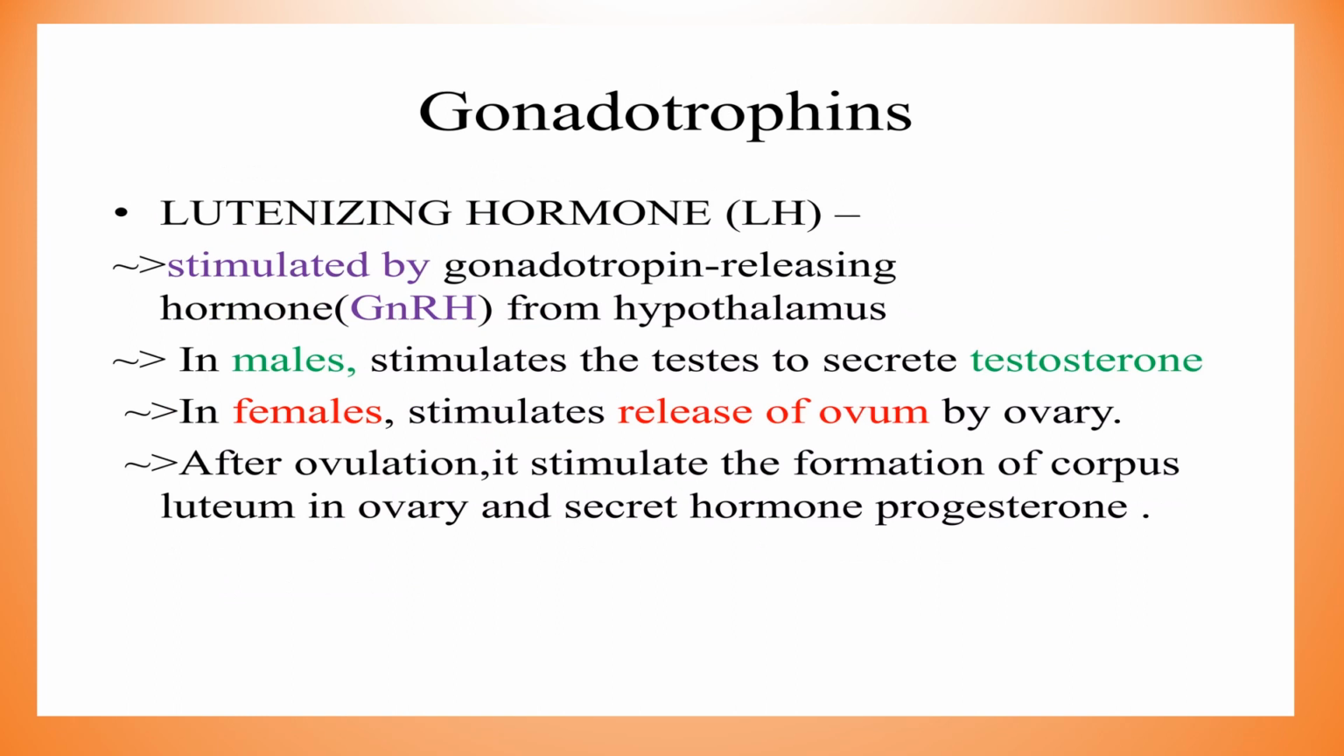Gonadotrophins: luteinizing hormone is stimulated by gonadotrophin releasing hormone. In males, it stimulates the testes to secrete testosterone, and in females, it stimulates release of the ovum from the ovary. After ovulation, it normally stimulates the formation of the corpus luteum in the ovary, which secretes the hormone progesterone.